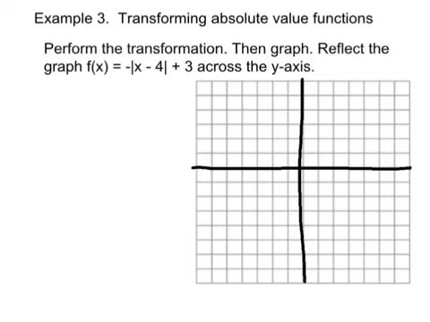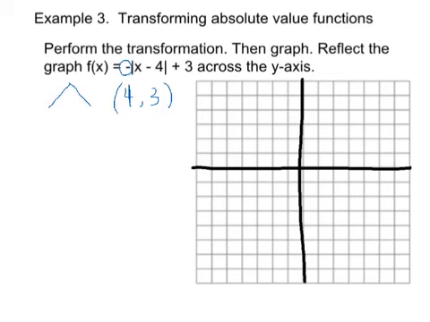Okay, this one is actually a you try. We're going to try it together though. Perform the transformation, then graph. Reflect the graph of f of x across the y-axis. So here I have a negative in front. That means my absolute value graph is actually going to open down. My vertex, same thing, I'm just going to pull it x minus h plus k. So 4, 3 is my vertex.